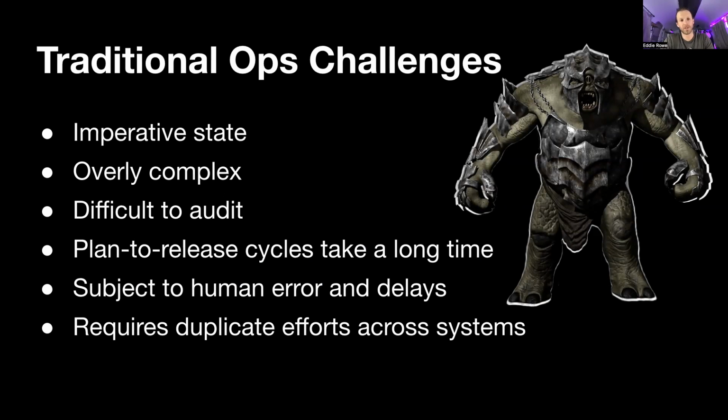Now, some more traditional ops challenges with this model: it could be overly complex with a lot of different systems, and difficult to audit. A big one is that plan to release cycles take a long time, perhaps for reasons like the change management example we brought up in the previous slide. These models with imperative style operations are subject to human error and delays, and they require duplicate effort across various systems.